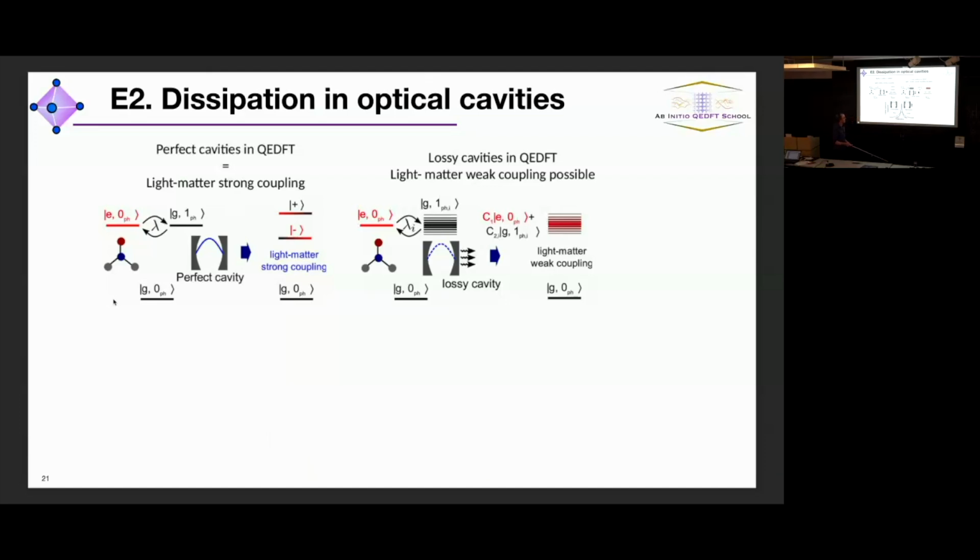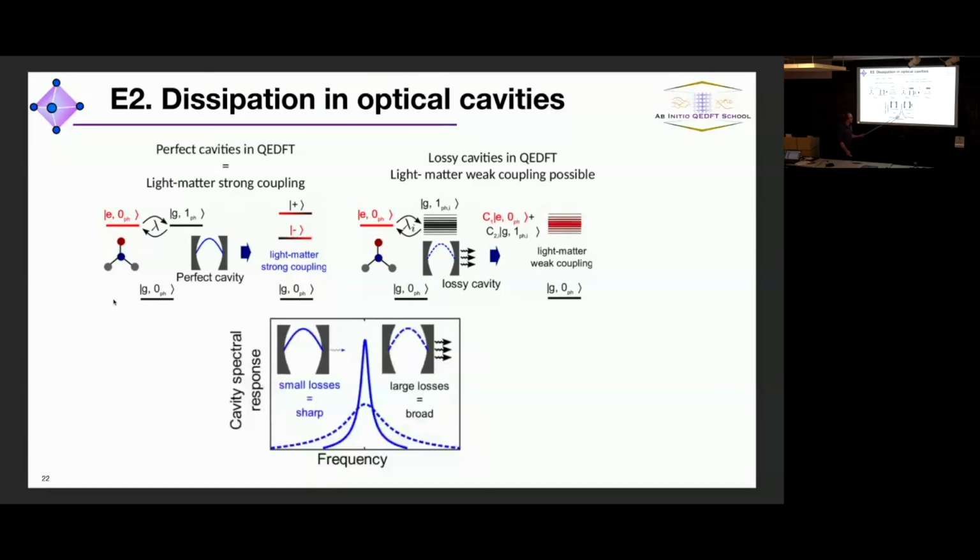Then again, this is also what is shown here. If you have small losses, the spectral density, or here we call it spectral response, of the cavity is sharp, such that in the limit of no losses it would be infinitely sharp. So we only need a single photon mode. But if we have many losses, the spectral response of the cavity can be broad, so we have to include more than one mode in the simulation, potentially many.